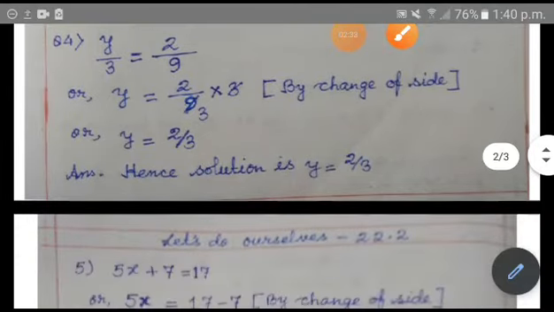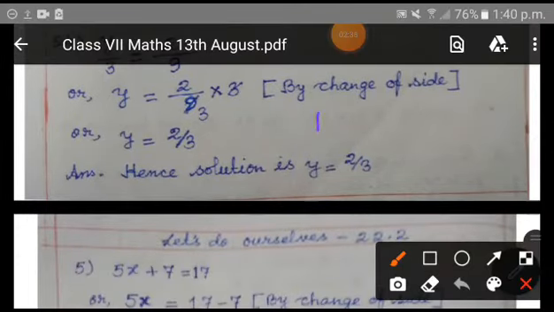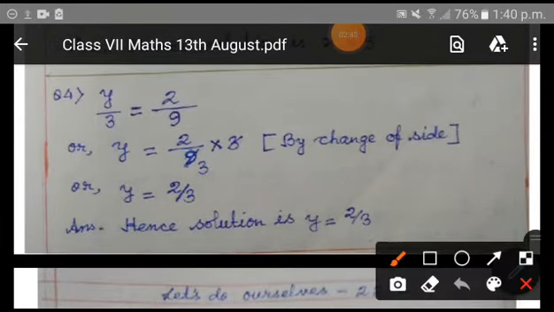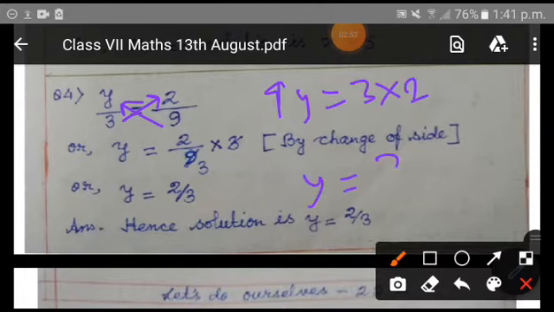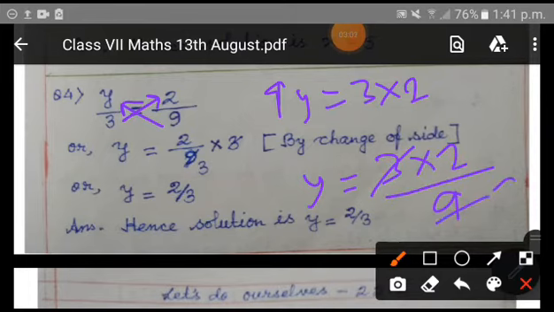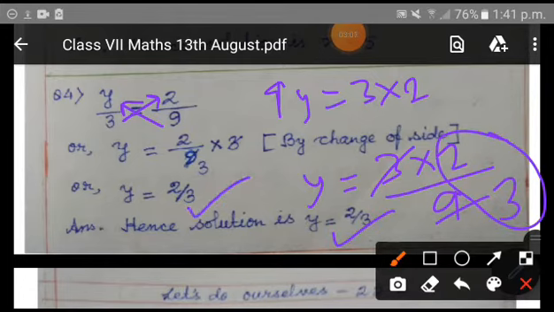Next one, question number 4. Here cross multiplication has been done. Simple cross multiplication has been done. See, with 3 you are multiplying 2 and with y you are multiplying 9. So you are getting 9y equals 3 into 2. So y will be equal to 3 into 2 by 9. Now, you know 3 threes are 9. So that is why you are getting y as 2 by 3. This is the required solution. This is called cross multiplication, the criss-cross method.